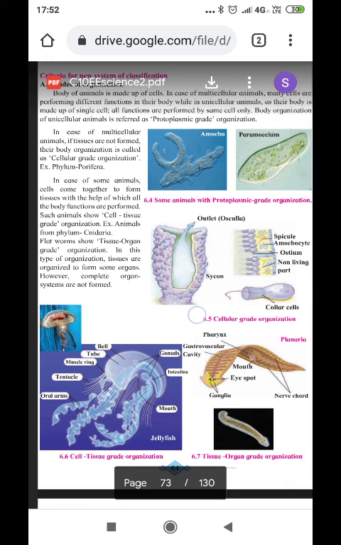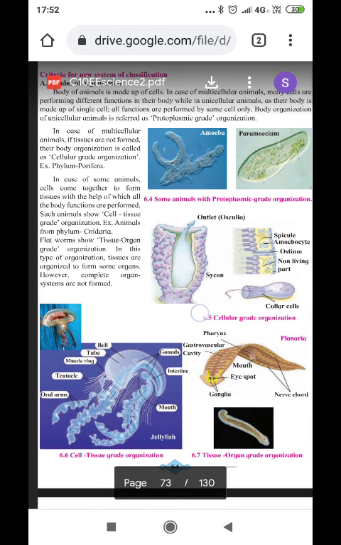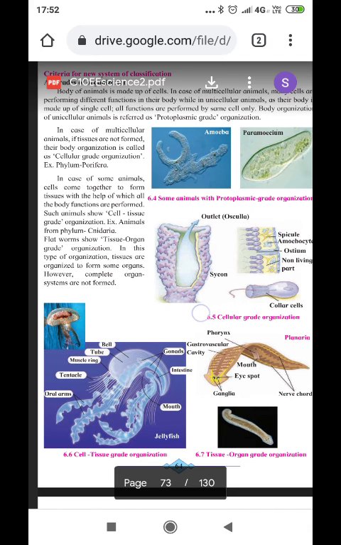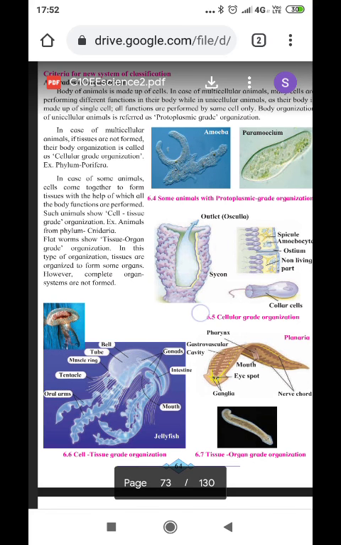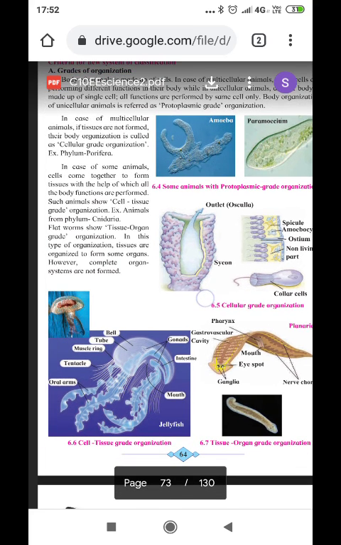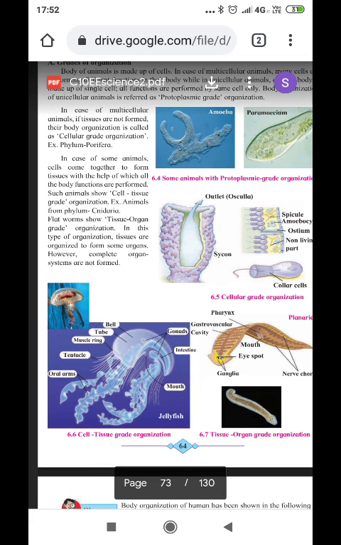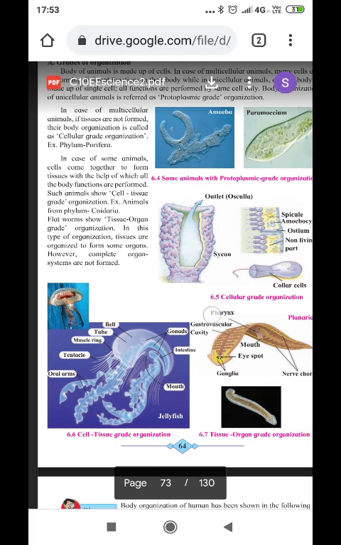In case of some animals, cells together form tissues with the help of which the body functions are performed. Such animals show cell tissue grade organization. For example, animals from phylum Cnidaria. Platyhelminthes show tissue organ grade organization. In this type of organization, tissues are organized to form some organs. However, complete organ systems are not formed.